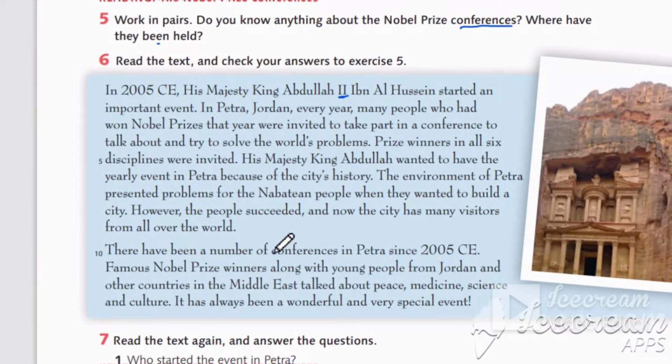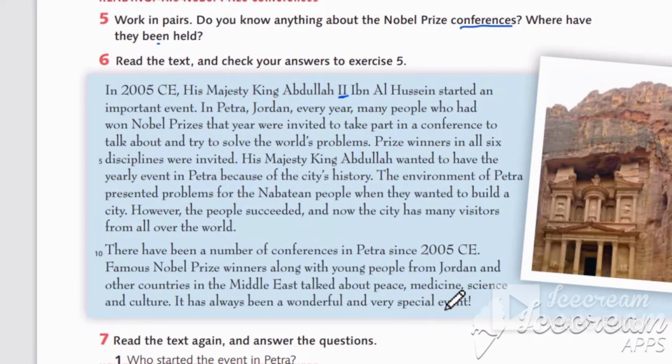There have been a number of conferences in Petra since 2005 CE. Famous Nobel Prize winners, along with young people from Jordan and other countries in the Middle East, talked about peace, medicine, science, and culture. It has always been a wonderful and very special event.